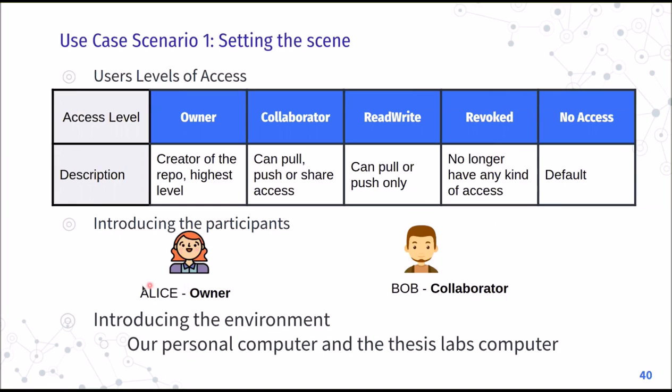Introducing our participants, we have two main participants: Alice, who is an owner, and Bob, who is a collaborator. And our environment will be two computers, a personal computer and CSIS Labs computers.